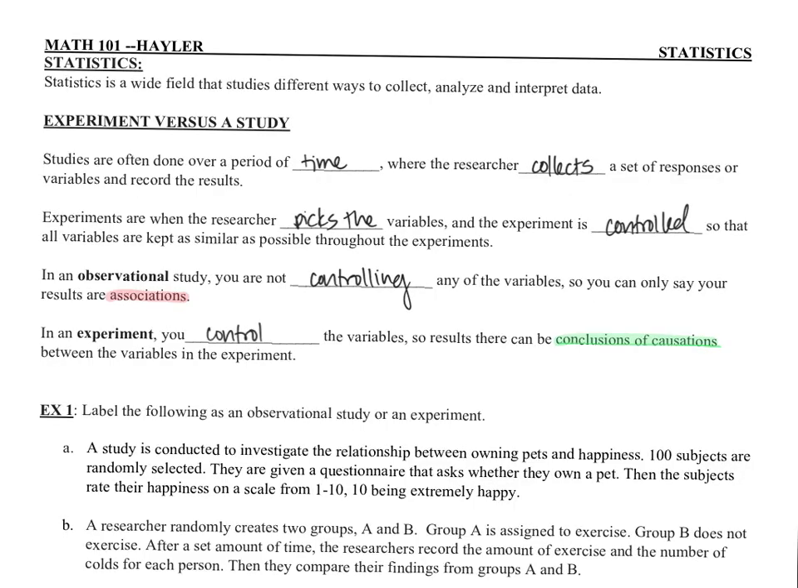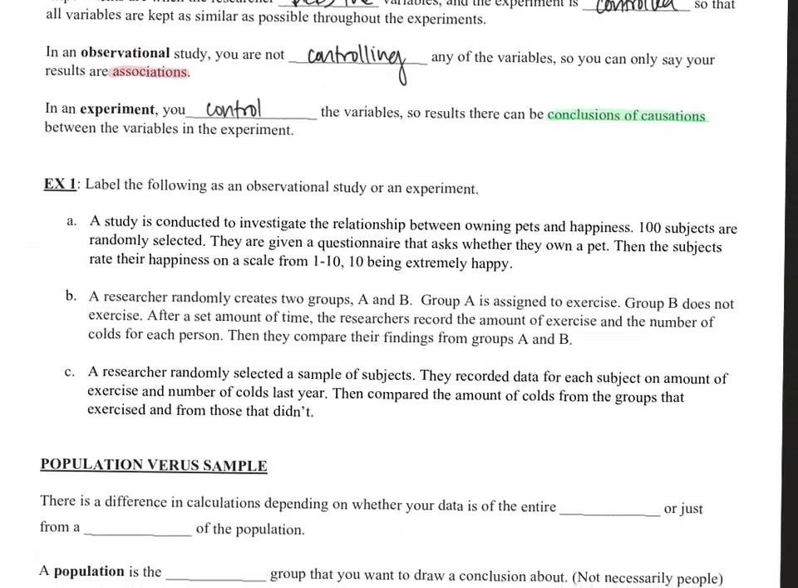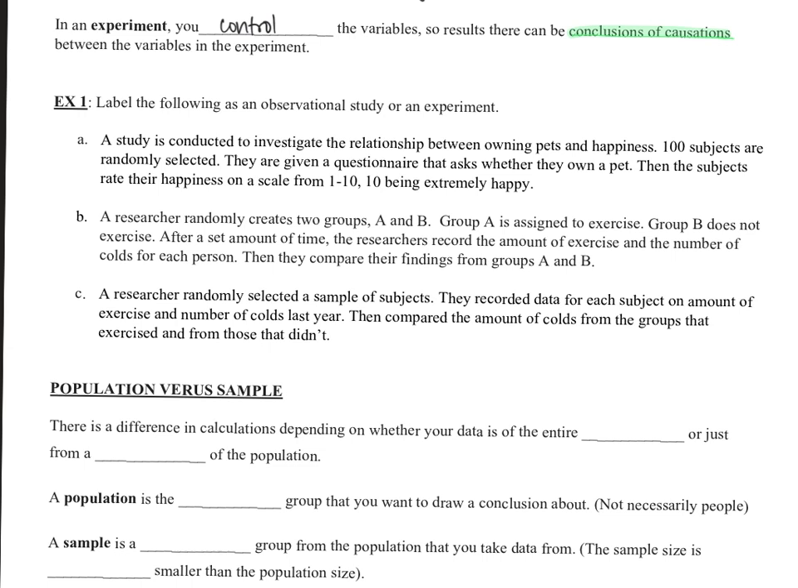Okay, so for example 1, label the following as an observational study or as an experiment. So we have 3 different studies here. A study is conducted to investigate the relationship between owning pets and happiness. 100 subjects are randomly selected. They are given a questionnaire that asks whether they own a pet. Then the subjects rate their happiness on a scale from 1 to 10, 10 being extremely happy.